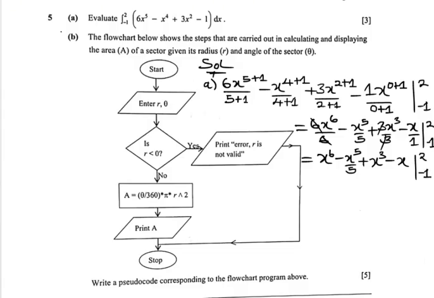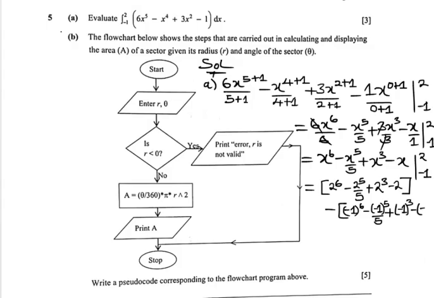For the next stage, we substitute 2 and -1 into the function and determine the difference of those two substitutions. Starting with 2, we get 2^6 minus 2^5 over 5, plus 2^3, minus 2. Then this is subtracted from the substitution of -1: (-1)^6 minus (-1)^5 over 5, plus (-1)^3, minus (-1), and then we close the square bracket.